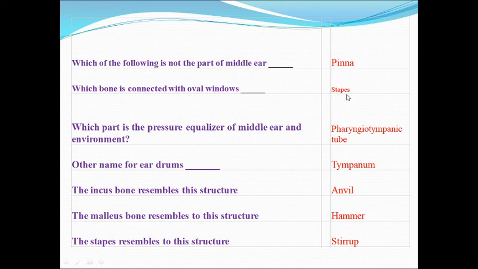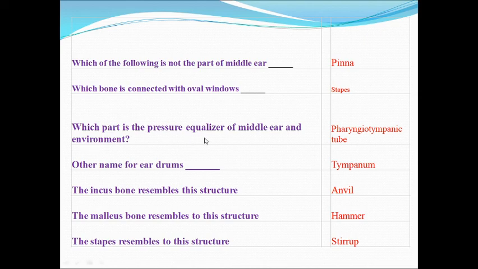Stapes is a bone in the middle ear of humans, and some other animals also have that bone, which is involved in the conduction of sound vibration to the inner ear. It is a bone in the middle ear of human beings and animals, which is involved in the conduction of sound vibration to the inner ear. This is required for stapes. This bone is connected with the oval window. This is referred to as stapes, which transmits the conduction of sound vibration to the inner ear.